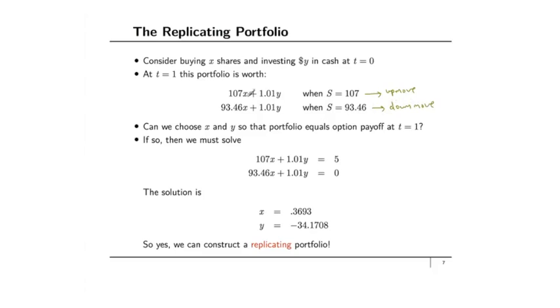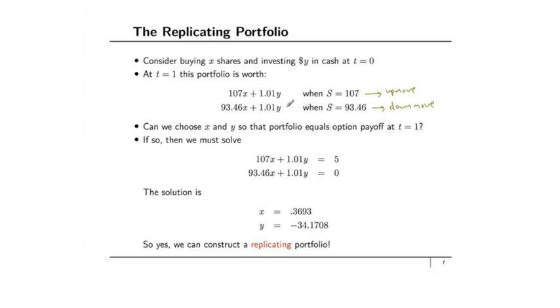Okay, so we buy X units of stock. So in an up move, our stock position is worth 107x. In a down move, the stock position will be worth 93.46x. And our position in the cash account will be worth 1.01y, regardless of whether you had an up move or down move. Because the cash account is riskless, its value at time t equals 1 does not depend on whether the stock went up or down. So what we're going to try and do is choose X and Y so that this portfolio is equal to the option payoff at t equals 1.